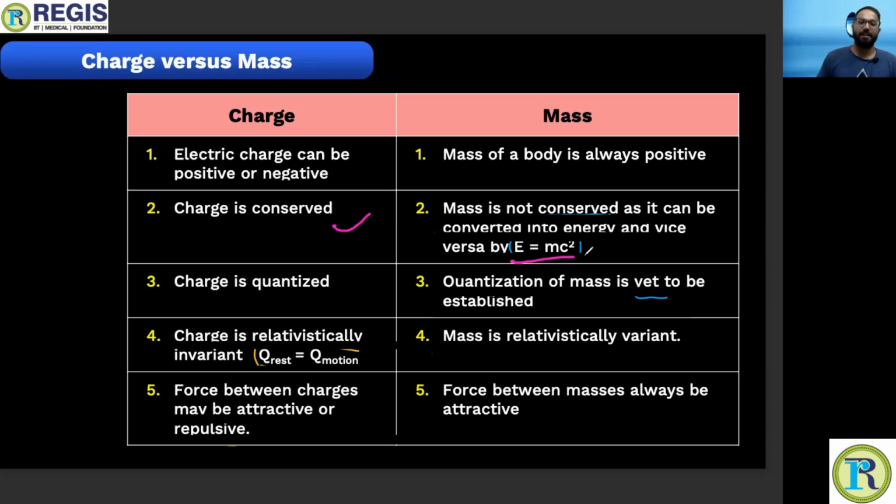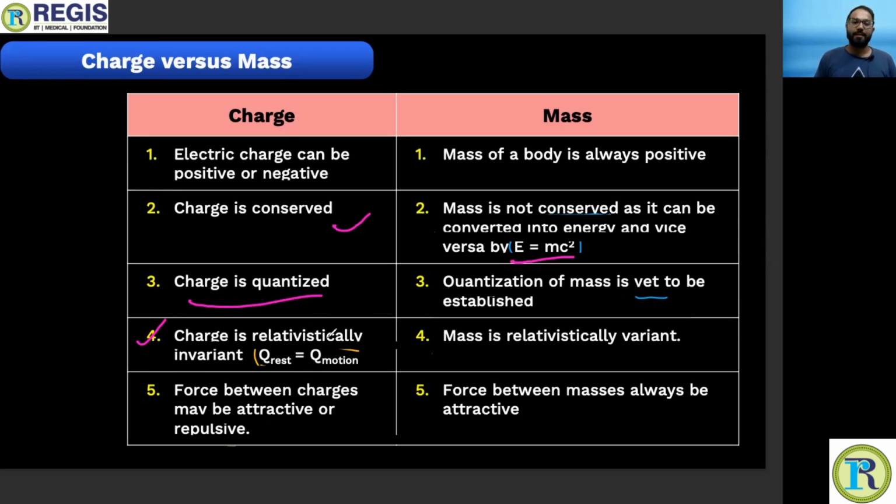Okay, but charge is conserved. Third, charge is quantized, but there is no quantization of mass. Fourth, charge is relativistically invariant. Means charge, whether it is at rest or in motion, its value, its magnitude, will be fixed. But mass is variable. It varies with speed.